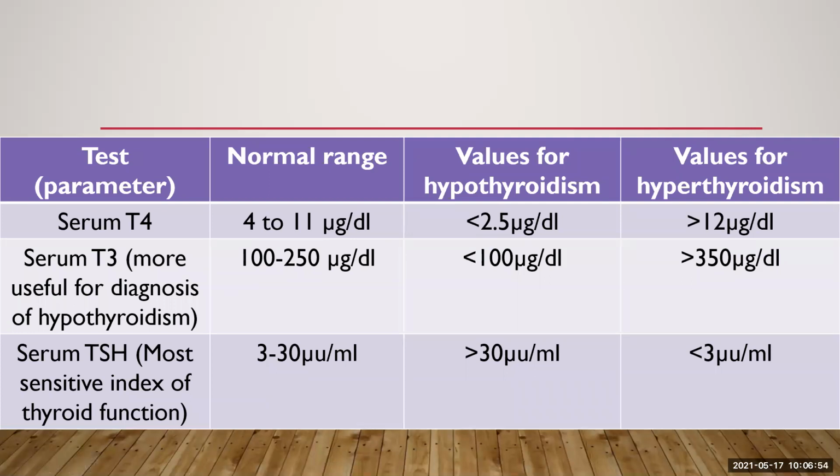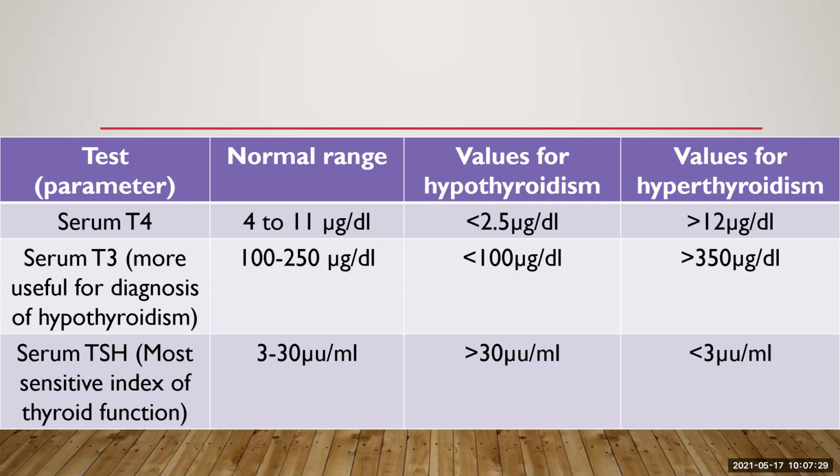Any value less than 2.5 microgram per dL indicates that the thyroid function is below normal, so it indicates hypothyroidism. Similarly, a value more than 12 microgram per dL indicates hyperthyroidism. Let me repeat, serum T4 value should range normally between 4 to 11 microgram per dL. A value of less than 2.5 indicates hypothyroidism. A value of more than 12 indicates hyperthyroidism.